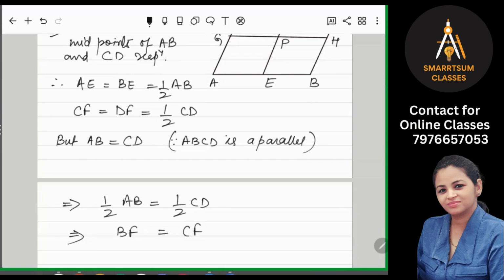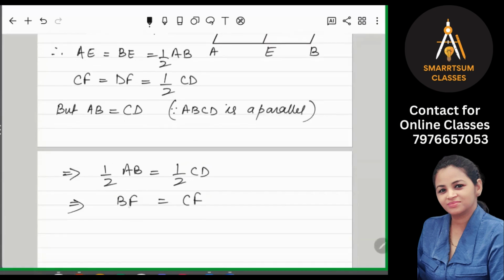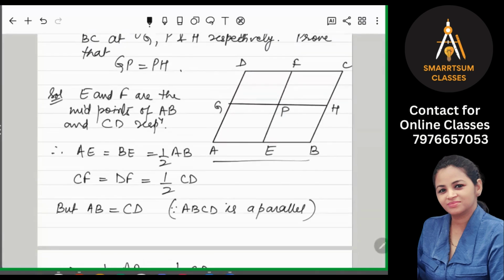Getting it? Okay, and sorry, this is not BF, this is BE. Please correct it. Half of AB is equal to BE, so this is BE, right? So we have proved that BE is equal to CF, right? And also BE is parallel to CF. Why? Because AB is parallel to CD, so their parts will also be parallel to each other, right? So BE will be parallel to CF.